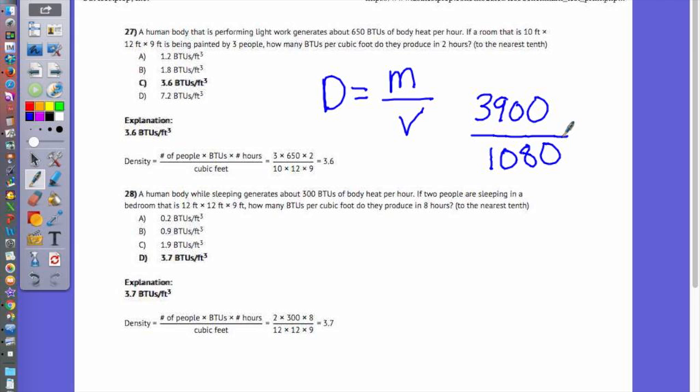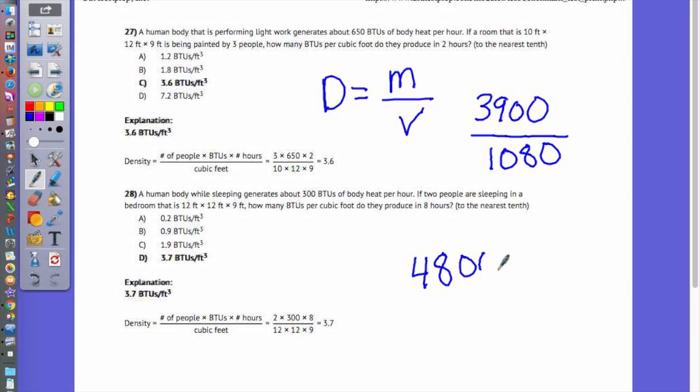Okay? We're going to use that same formula and deal with the human body. While it's sleeping, it generates about 300 BTUs of heat per hour. So if 2 people are sleeping in the same room, like you have a friend sleeping over, it gets warmer in your room. There's 2 of you. So 2 people, 300 an hour. That means the 2 of you are giving off 600 BTUs of heat an hour. And you're sleeping, let's say, for 8 hours. I believe that's 4,800, correct?